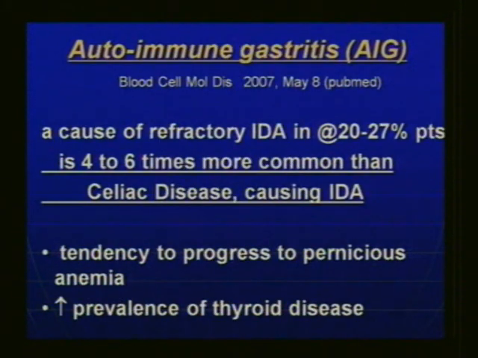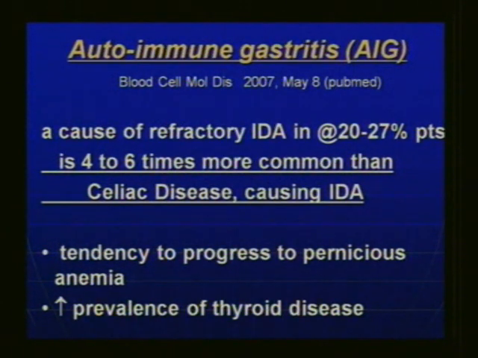The autoimmune gastritis, again a rare condition, can cause a refractory anemia. Unless we keep it in mind and investigate, we may miss it. A cause of refractory iron deficiency anemia in 20 to 27% of patients is autoimmune gastritis, and this is 4 to 6 times more common than celiac disease. Of the three conditions, as I said, keep that in mind: the autoimmune gastritis is one of the commoner ones compared to celiac disease.